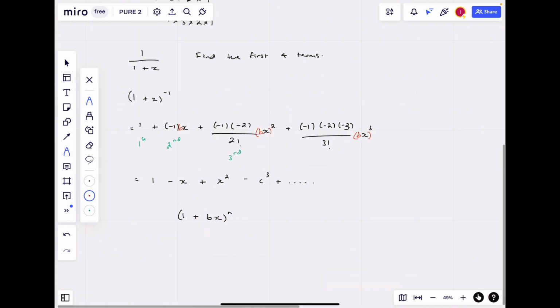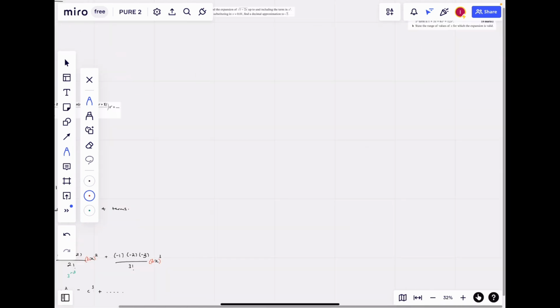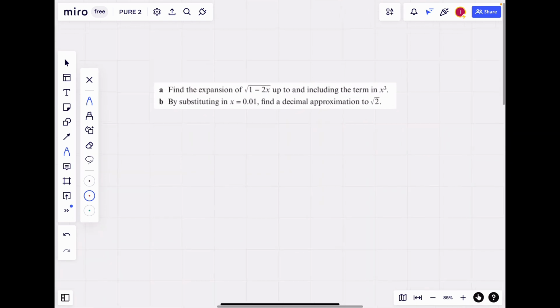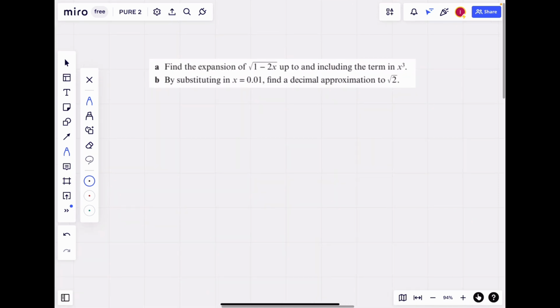Okay, so let's have a look at a question where that is the case. We've got 1 minus 2x all square rooted, and we want to apply the binomial expansion until we get to the x cubed term. So, same as before, we're going to convert root 1 minus 2x into brackets. So can you try that for me, please?